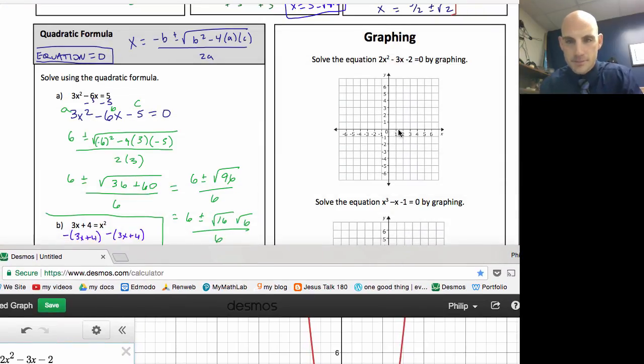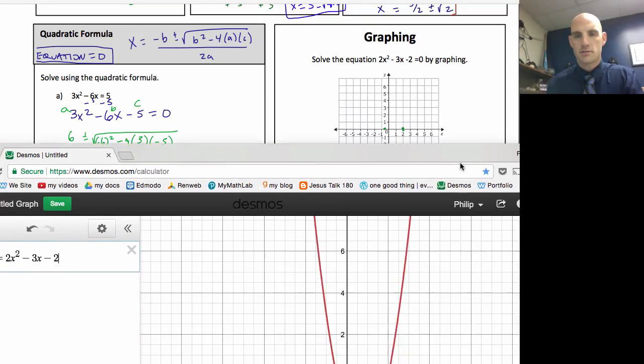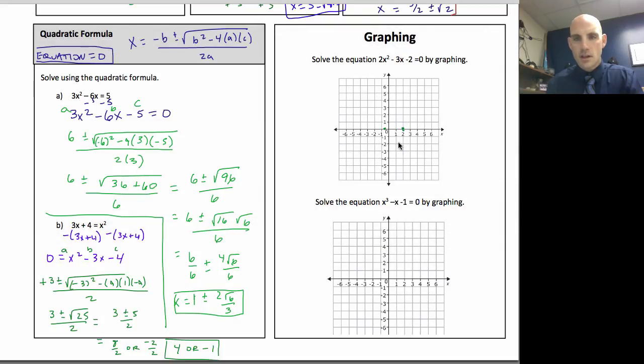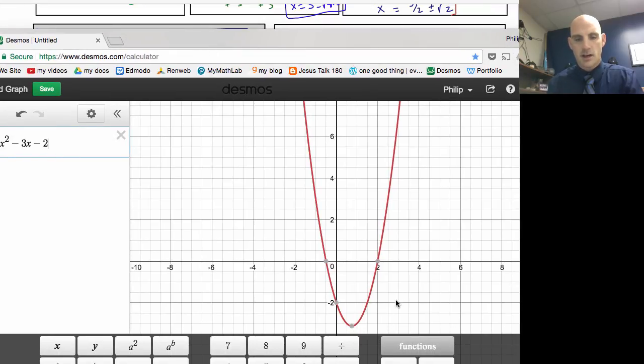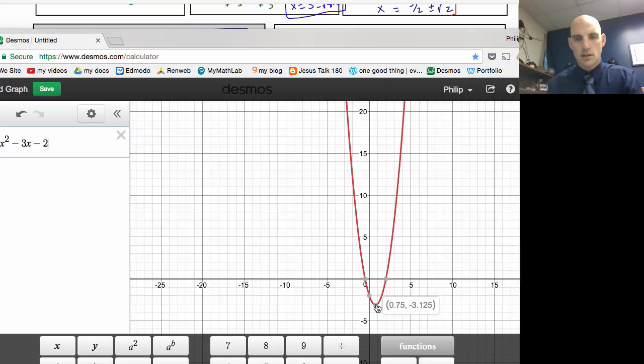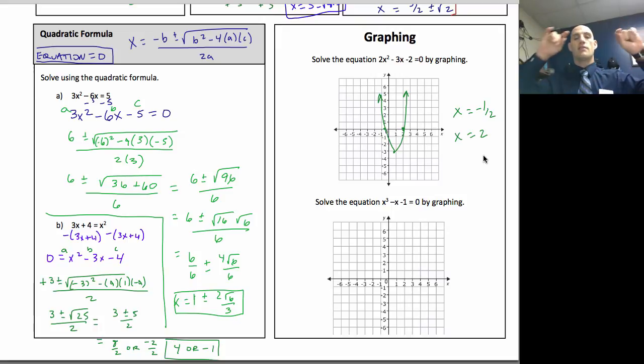My graph would look like this. My intercepts would go on negative 1/2 and 2. And so my parabola is going to have a vertex of, can you see that? 0.75, negative 3.125, so right here. And this is my graph here. On your calculator, you're going to do a trace and find where those things equal 0. But my solutions are x is equal to negative 1/2 and x is equal to 2. That's physically where it equals 0 because of the way that the values fall.